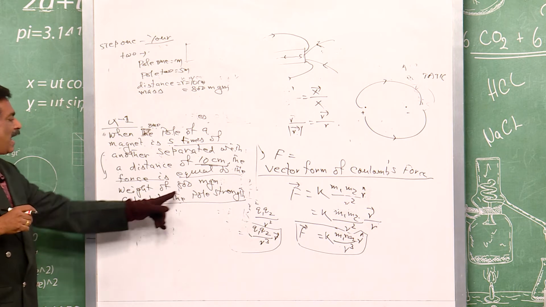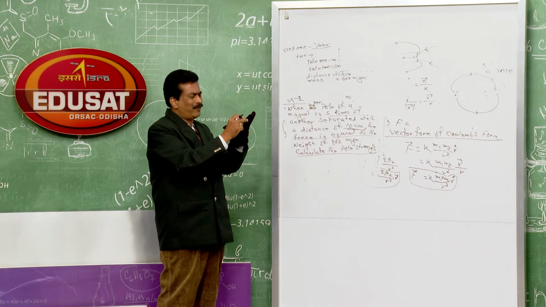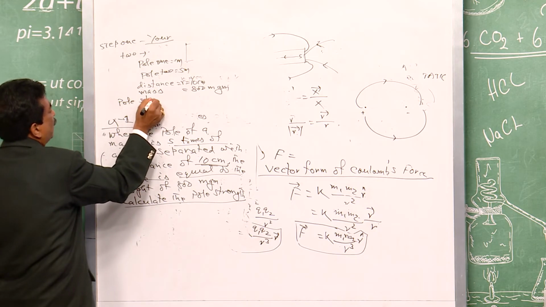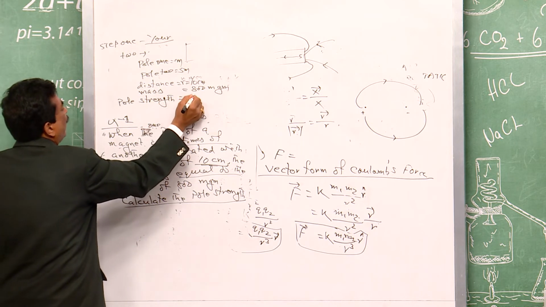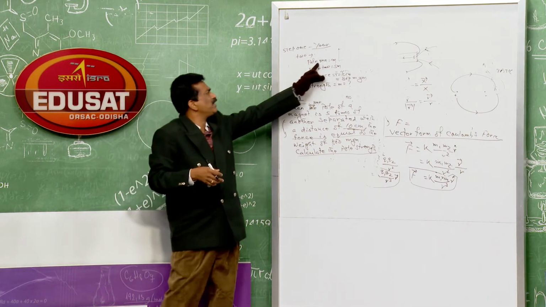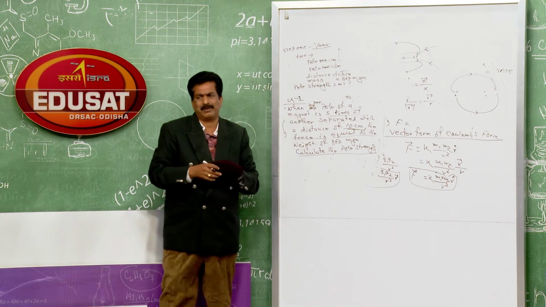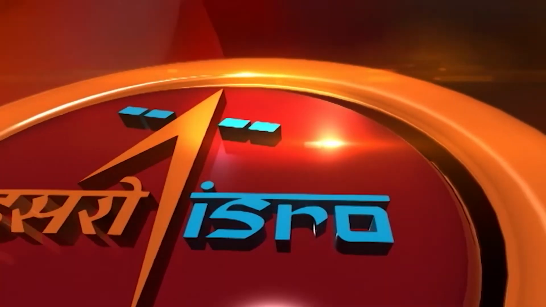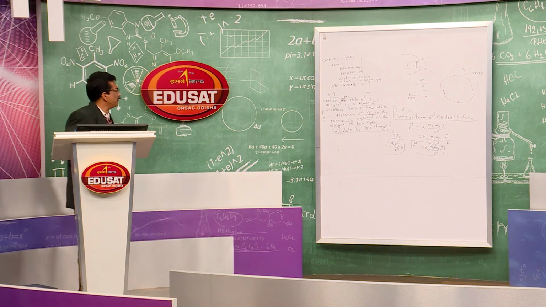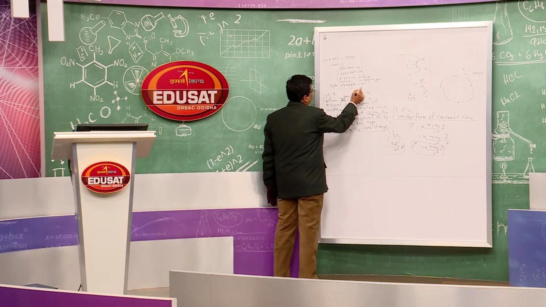Then the question is to calculate the pole strength. You go through the question: what is given you have written, what is provided, and what is being asked you have written. The asking is the pole strength. We have to find the value of m. If m comes, then the second pole will be 5 m. So the pole strength will be m. We have to calculate that one. So we have taken the given data. These are the given data and this is the asking data.